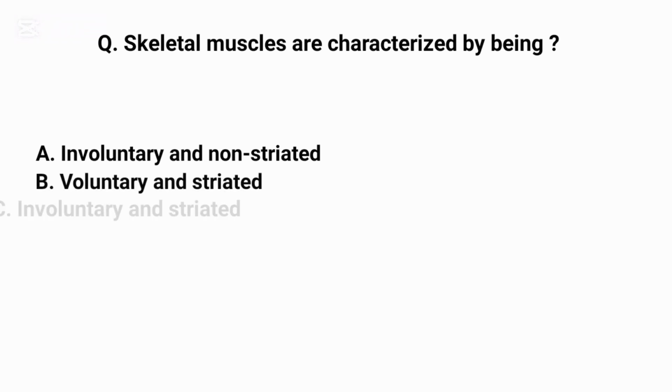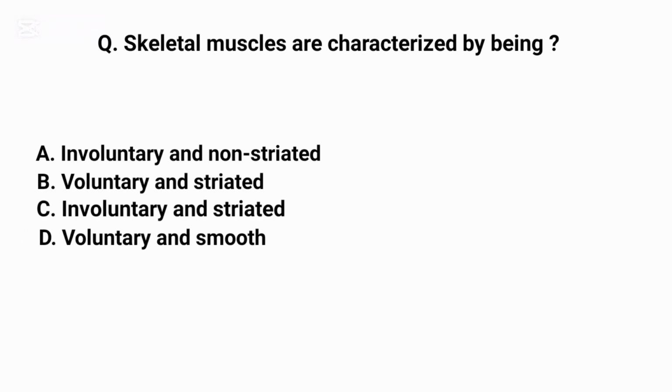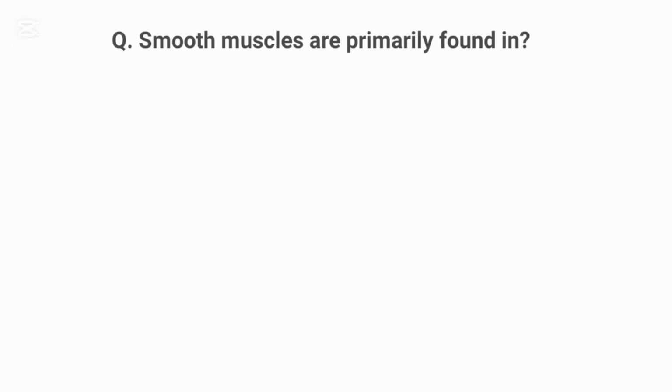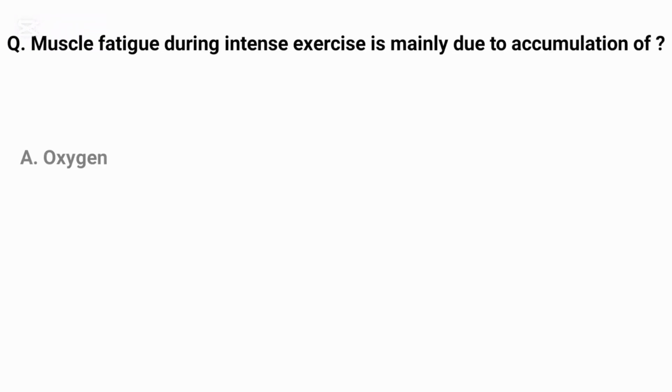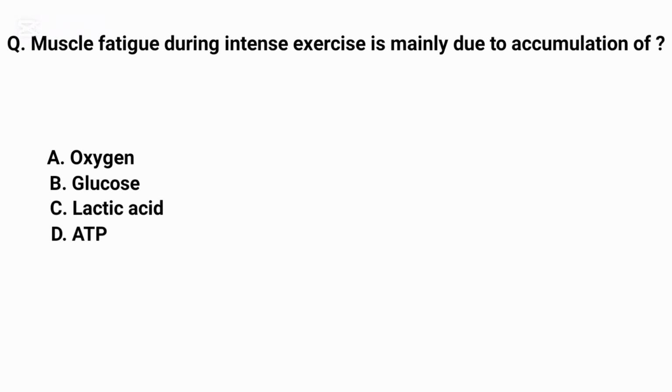Skeletal muscles are characterized by being. Correct answer is option B, voluntary and striated muscle. Smooth muscles are primarily found in. Correct answer is option C, internal organs. Muscle fatigue during intense exercise is mainly due to accumulation of. Correct answer is option C, lactic acid.